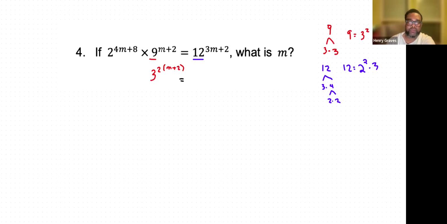It is equal to 2 to the second power times 3. Now remember, it's all raised to 3m plus 2. So not multiplied, it's actually taken in exponential form. And of course, I cannot forget that on the left side, I also have 2 to the 4m plus 8.